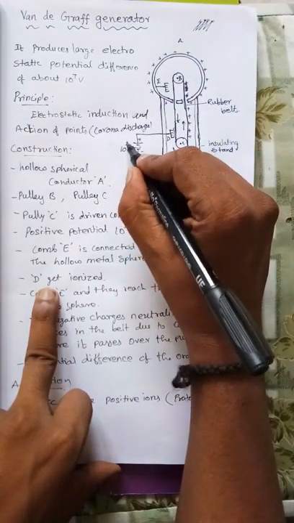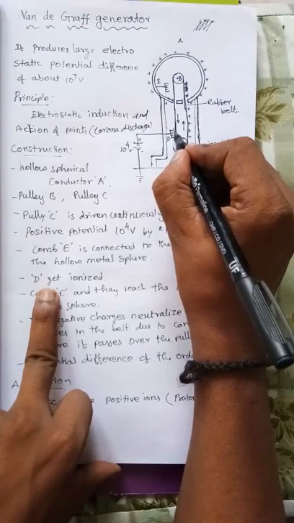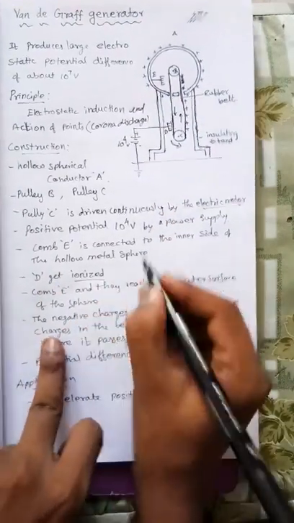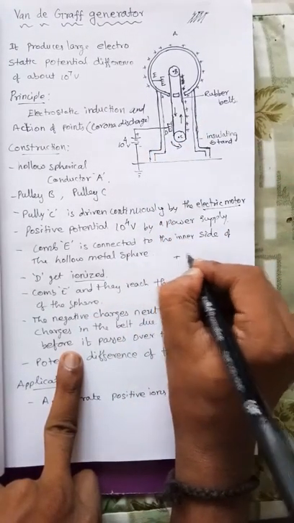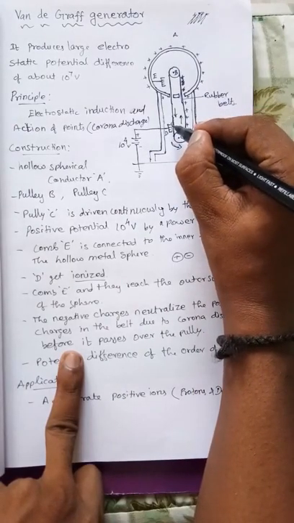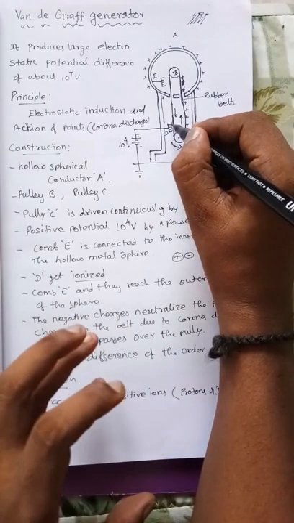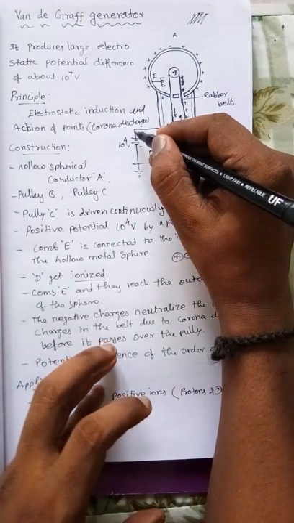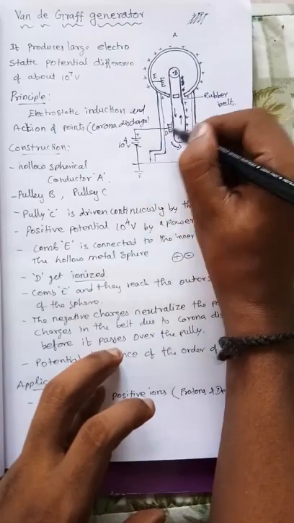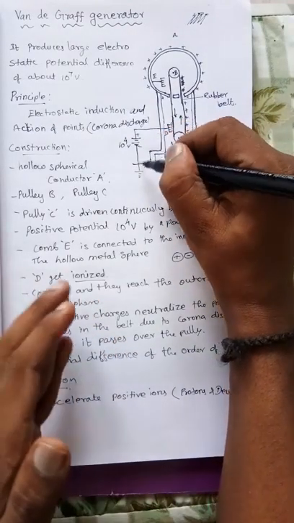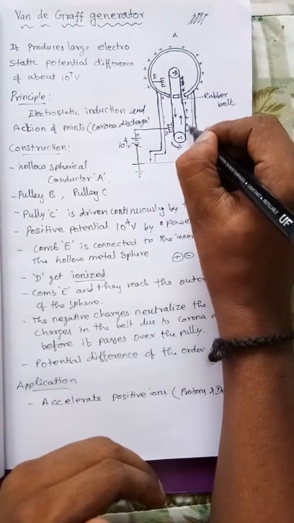If you give nearly 10,000 volts, the high potential ionizes the air. Ionized means removal of electrons. So positive and negative charges are separated inside the air. The positive charge is attracted by the rubber belt, but the negative charge moves downwards towards the ground. So the negative charge is neutralized, and only positive charge sticks on the rubber belt, continuously moving.